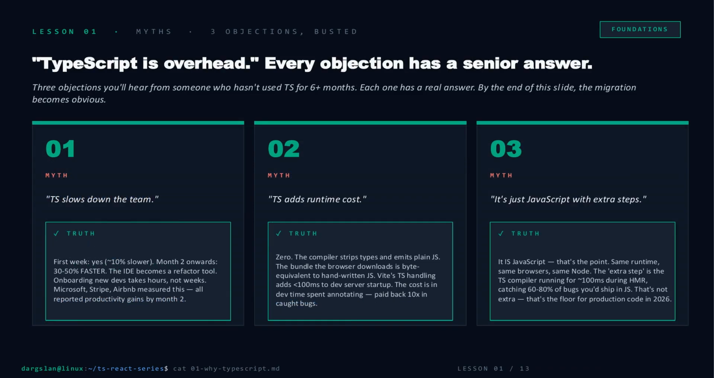So when someone pushes back on TypeScript, you'll hear the same 3 objections every time. It slows the team down. True for week 1, then 30 to 50% faster from month 2 on, measured by Microsoft, Stripe, and Airbnb. It adds runtime cost, 0. The compiler strips types and emits plain JavaScript. The browser never sees a type annotation. And it's just JavaScript with extra steps. Yes, it is JavaScript. That's the point. The extra step is a 100-millisecond compile that catches 60 to 80% of the bugs you'd otherwise ship. That's not overhead. That's the floor.